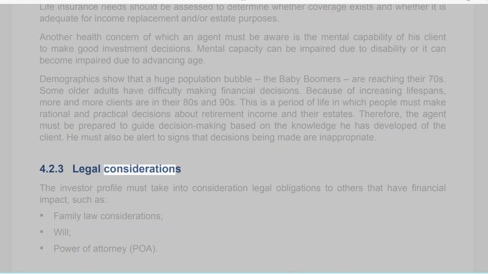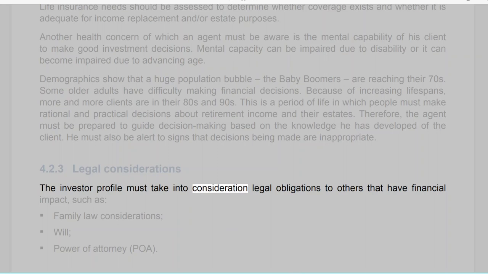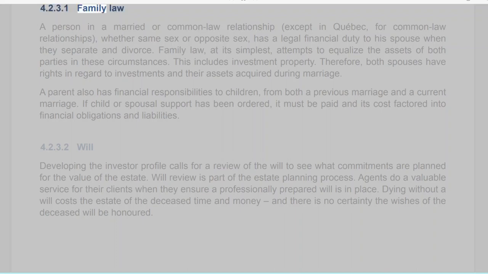4.2.3 Legal Considerations. The investor profile must take into consideration legal obligations to others that have financial impact, such as family law considerations, will, and power of attorney, POA. 4.2.3.1 Family Law.